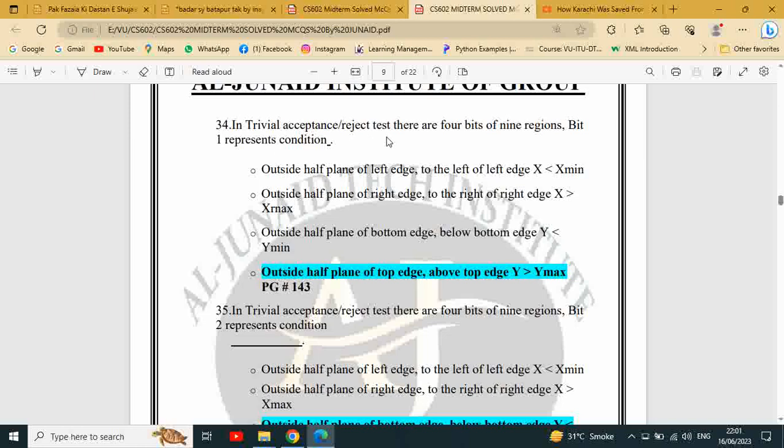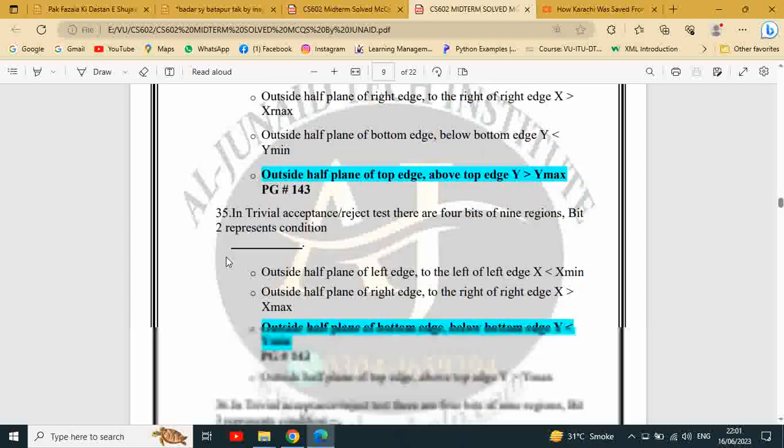In trivial acceptance reject test, there are 4 bits of 9 regions. Bit 1 represents condition outside half plane of top edge, above top edge, y greater than y max.